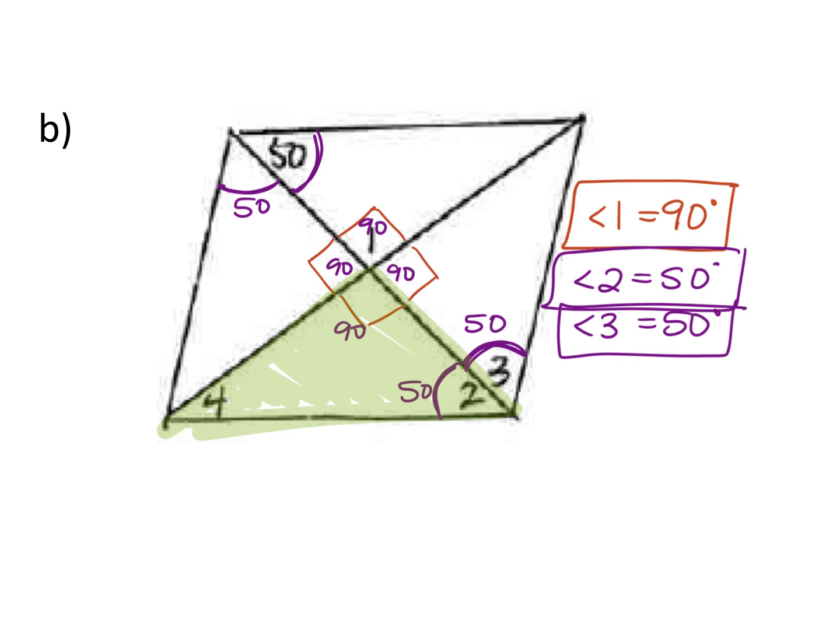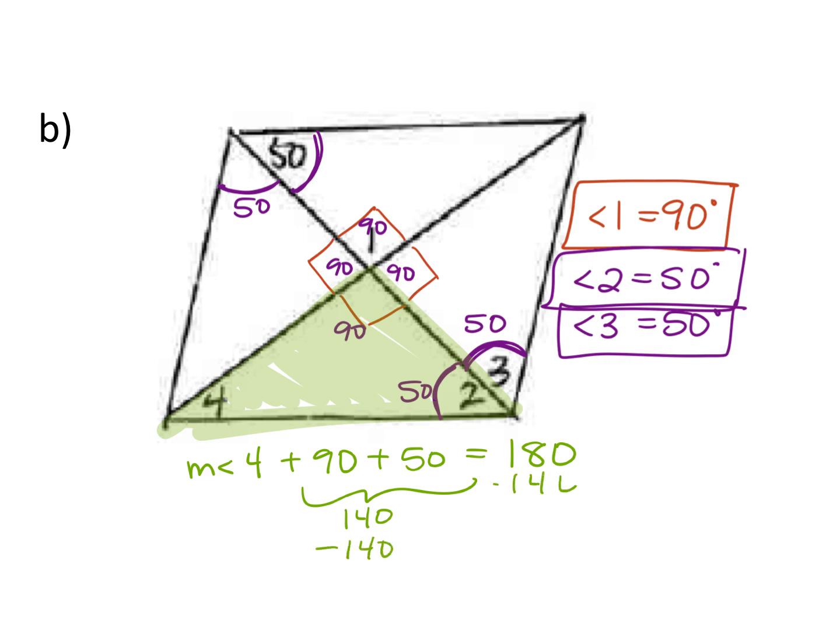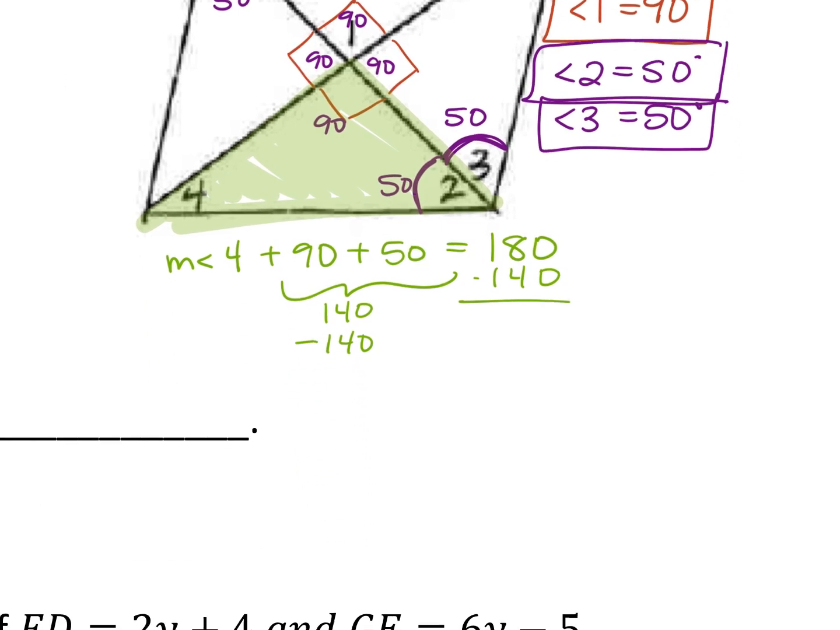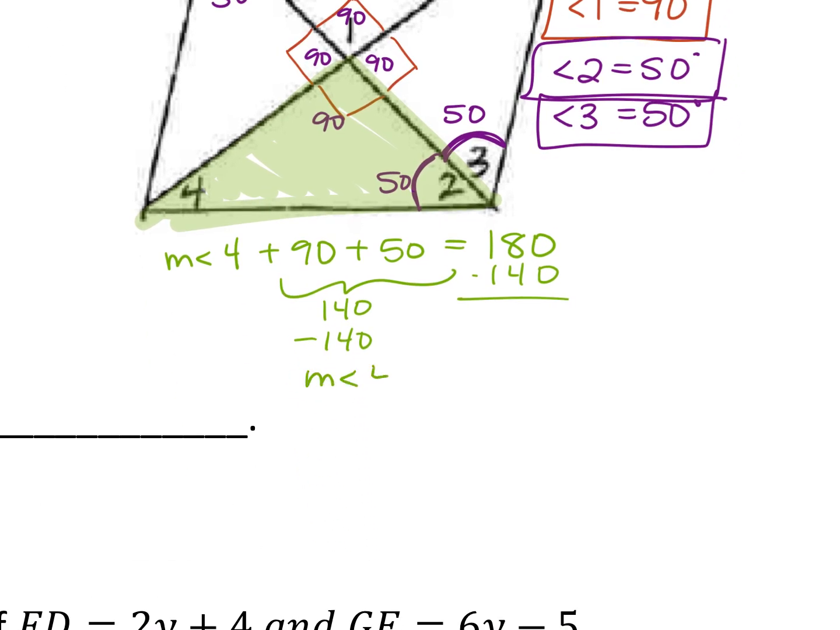In that triangle, you have the measure of angle 4, 90, and 50 that make a triangle. So those 3 angles have to add up to 180. So take away, this is 140, right? So take away the 140. And that means the measure of angle 4 is 40.